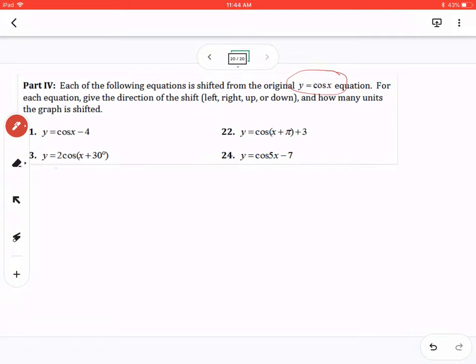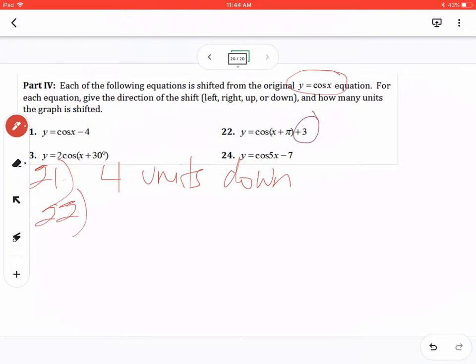In question 1, we have cosine of x minus 4. Since there's a minus 4 at the end, this would be a translation 4 units downward. It's a vertical change. Actually, this is question 21 from this resource. Question 22, we see a plus 3 at the end. So we're definitely going 3 units up now in a vertical direction.